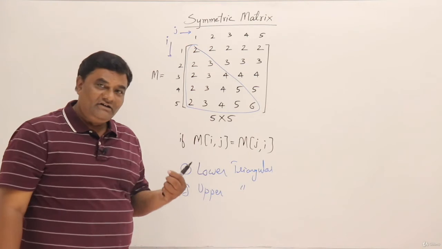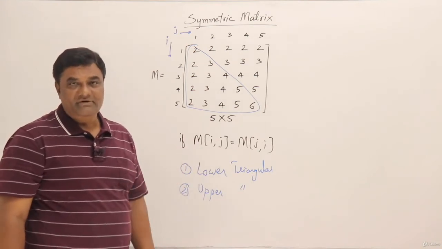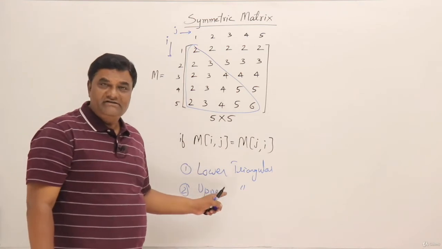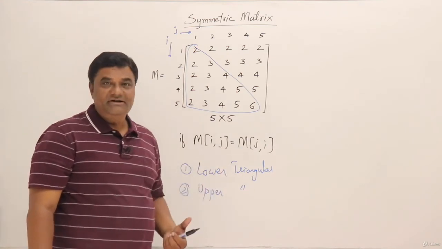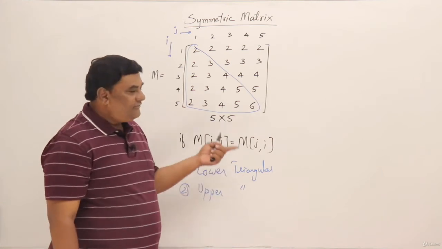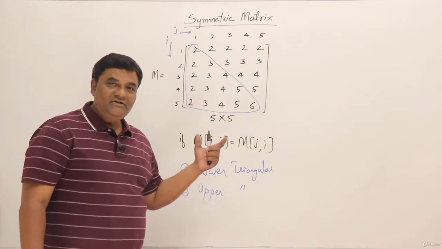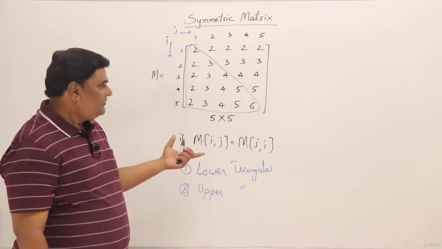And when we are looking for any element at i, j, we can also retrieve the element at j, i. Already we have discussed how a lower triangular matrix can be represented and how an upper triangular matrix can be represented. We can follow any of these methods. So we don't have to discuss further on this one. When we write a program, at that time I'll explain how we can utilize these.